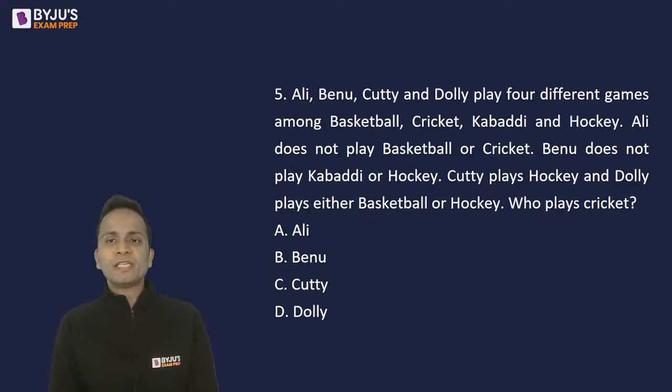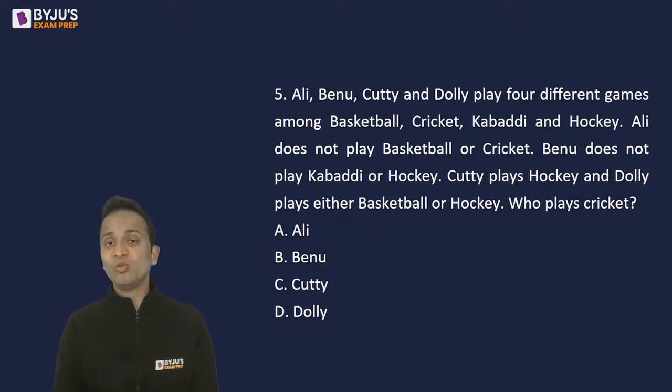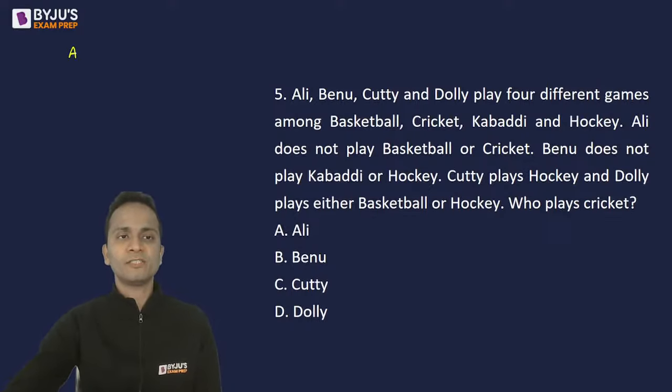Now, 4 different players, A, B, C, D, and 4 different games, basketball, cricket, kabaddi, and hockey are there, and some conditions. Quickly make a table. Since there are only 2 parameters, names and games, you can use the method of tick cross. I'll tell you what I'm talking about, the method of tick cross. I'll wait for a few seconds. Let me see who will be the first one to give an answer.